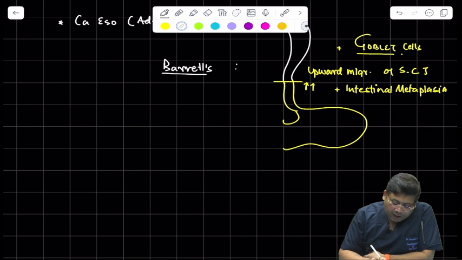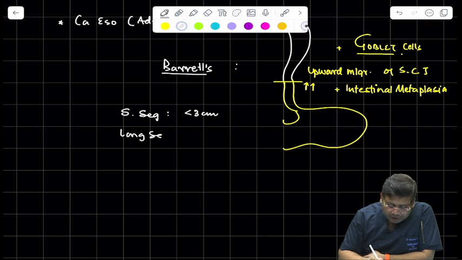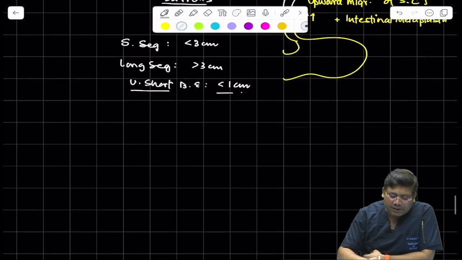Now when we talk about Barrett's, what is short segment Barrett's? Short segment is less than 3 centimeter. Long segment Barrett's is more than 3 centimeter. Ultra short Barrett's esophagus is defined as less than 1 centimeter. This is what a Barrett's esophagus is.